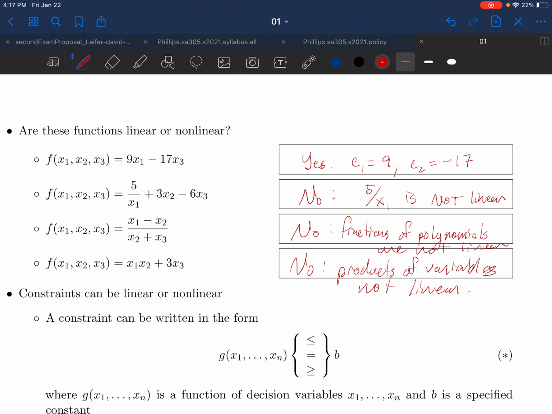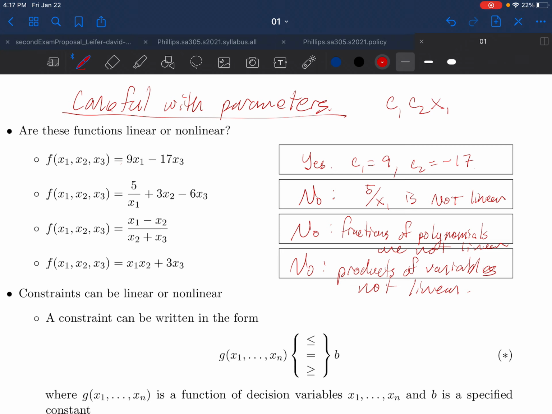You have to be careful when you have parameters. Parameters are also represented by symbols, but they are not variables, so they can be multiplied. So if you were given parameters C1, C2 times x1, this is still a linear expression, and we would say this is linear in x1. Often, if it's unclear from the context what is a decision variable and what is a parameter, you can ask me these questions.